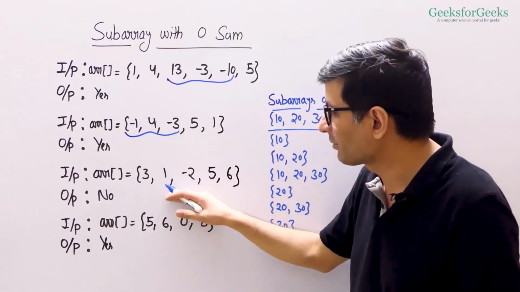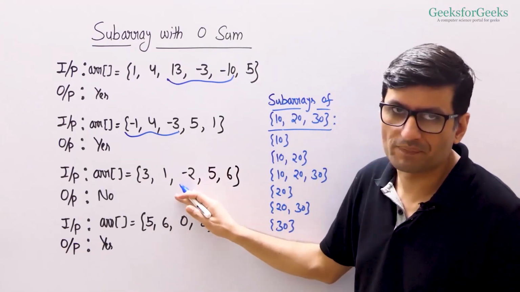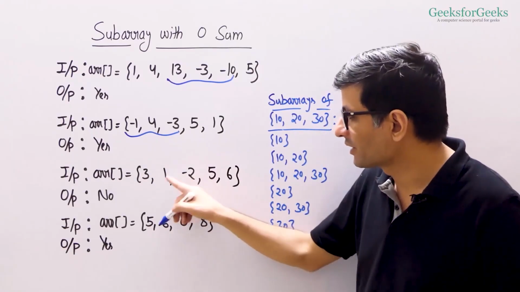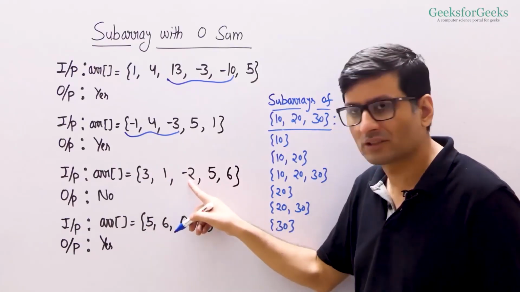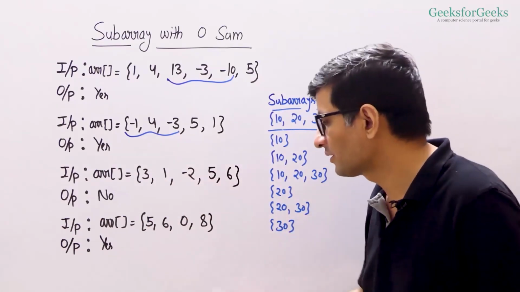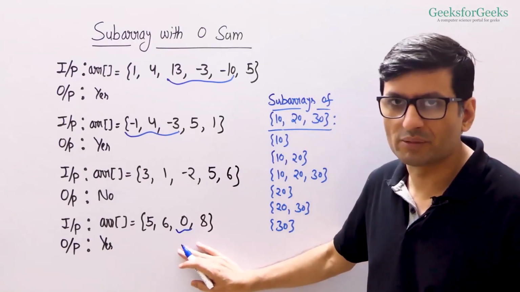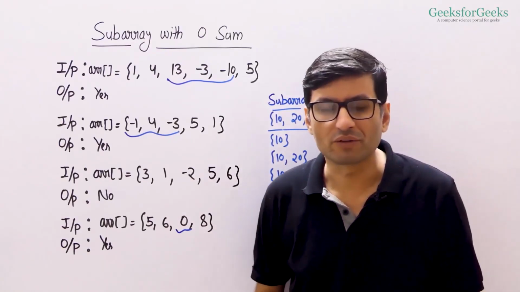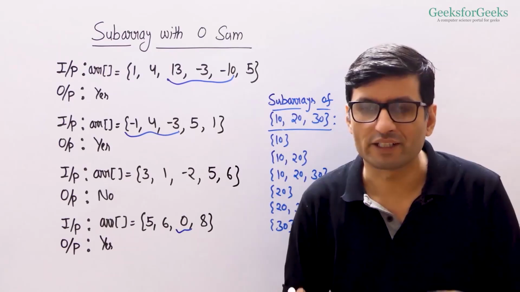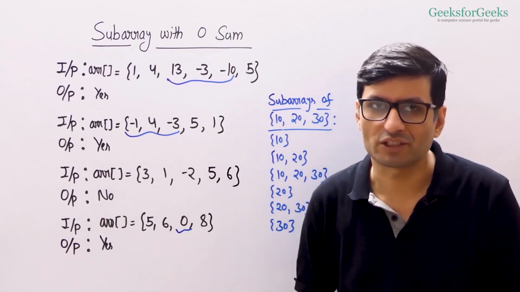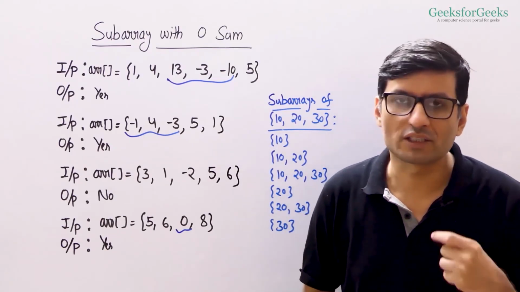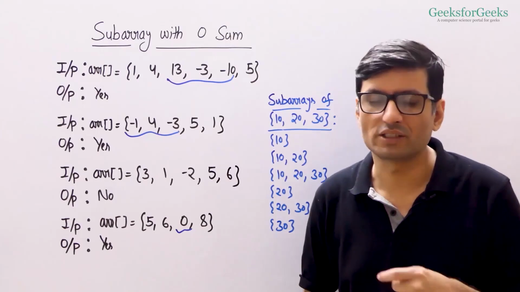Now if you see this example, there is no sub-array with zero sum, right? This sub-array sum is minus 1, then this sub-array sum is 2, right? So there is no sub-array with zero sum. In this example, we have a sub-array with zero sum, a single element. Now please pause this video and try to write down a function that takes an array as input and returns true if there is a sub-array with zero sum, otherwise returns false.